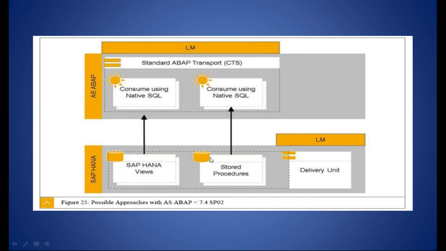See, we have SAP HANA. Now, instead of going for Open SQL statements, we go for native SQL statements, and the native SQL statement will fetch the SAP HANA view. Here also we consume using native SQL statements, so we have stored procedures. So HANA views and stored procedures will be consumed by native SQL statements. So we have delivered it. Standard ABAP transports is what we'll use for moving it from development to quality to production.